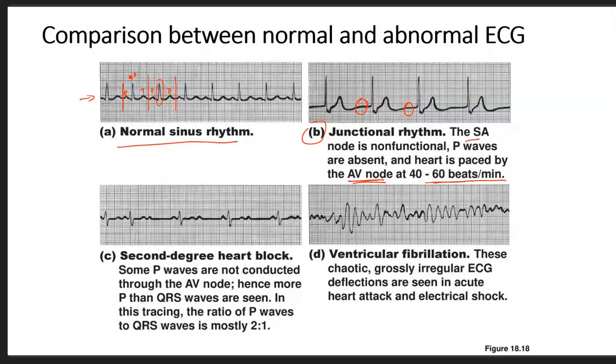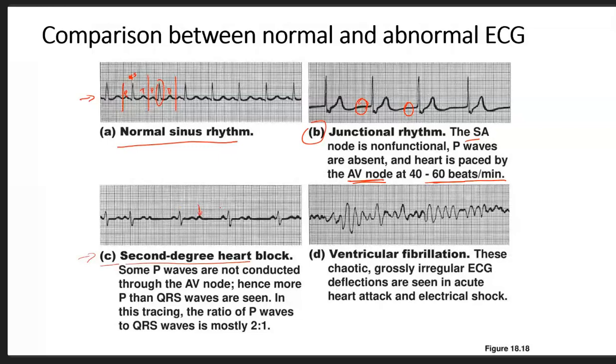Then you have the third diagram, second degree heart block. Some P waves are not conducted through the AV node, hence there are more P waves than QRS complexes. You can see that there are more P waves here.